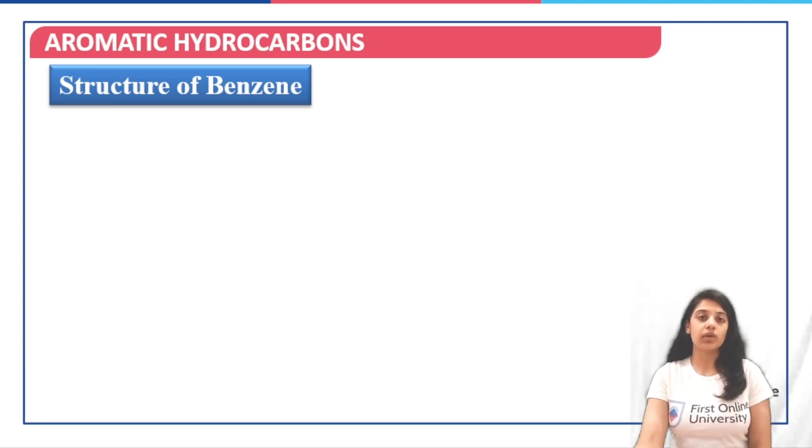Now, this was just a brief introduction about the various aromatic compounds that we are going to discuss and their structures that we have talked of. Now we will be starting our discussions on the structure of benzene in a detailed manner.